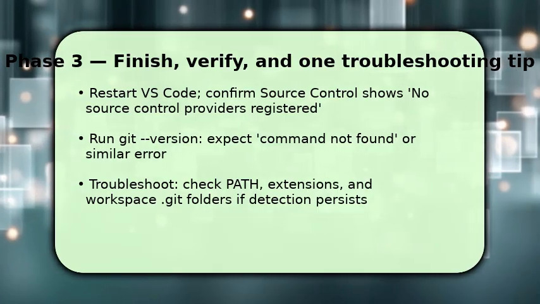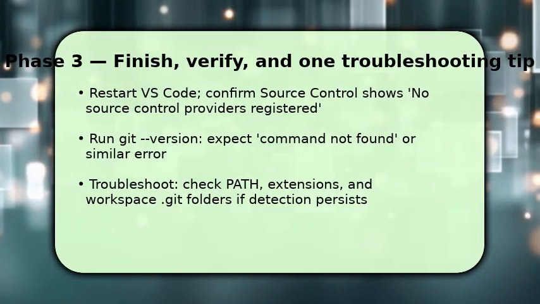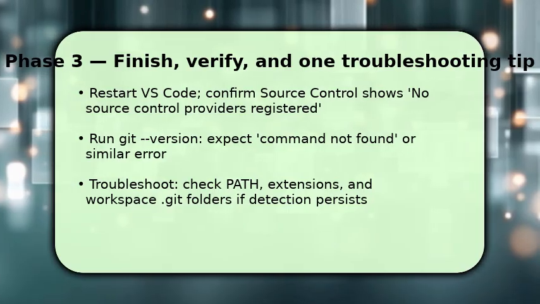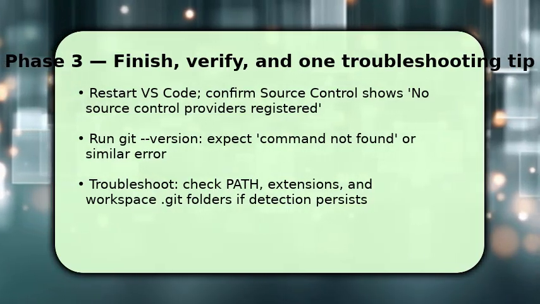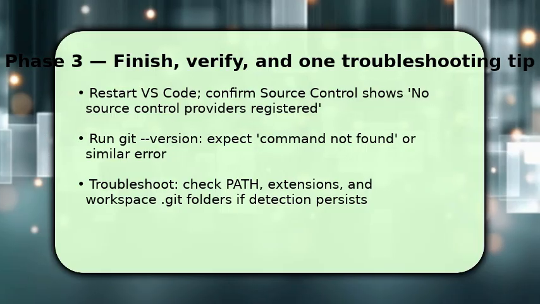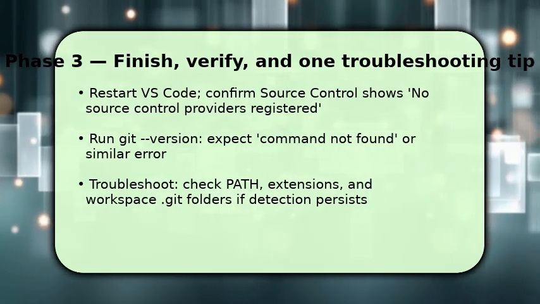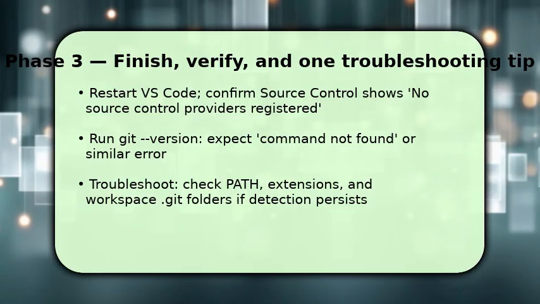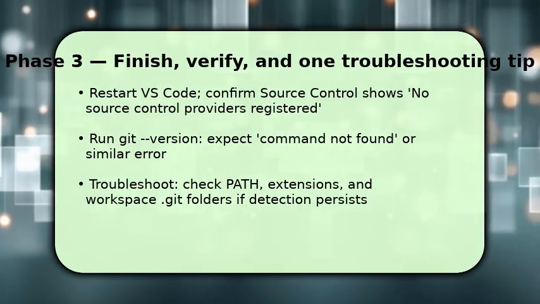If VS Code still shows Git, make sure no workspace has a .git folder, recheck your PATH for leftover entries, and ensure the built-in Git extension remains disabled or uninstalled. If problems persist, reopen Settings, search git path, and remove any hard-coded locations as a troubleshooting step.